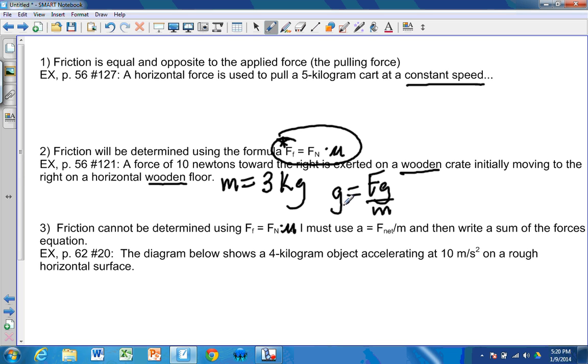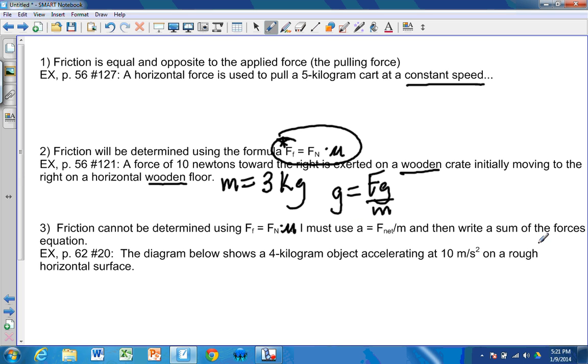So if I'm told the mass, I can easily find the weight. If I'm told the weight, I can easily find the mass. In this formula, I would need to know the mass, and sometimes they make me work for it. And so, if I'm not told the materials, but I am told the acceleration and either the mass directly or a way to find the mass, meaning they tell me the weight, then I first solve for F net using this formula and then write a sum of the forces equation like I did in the previous problem.